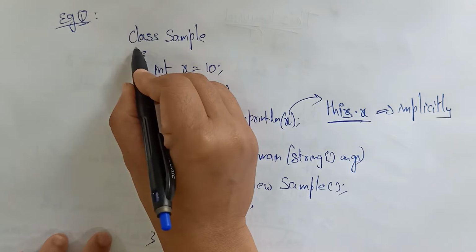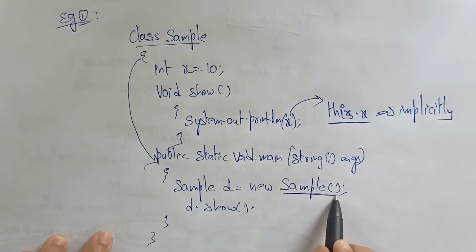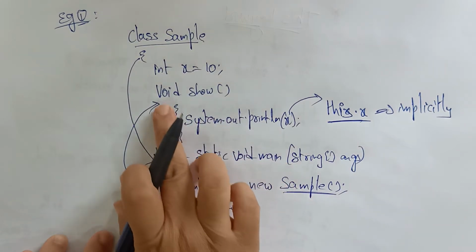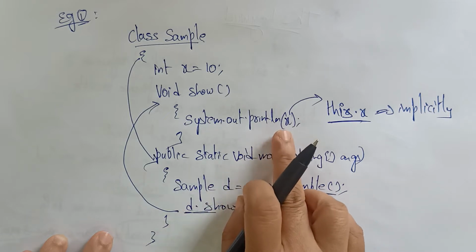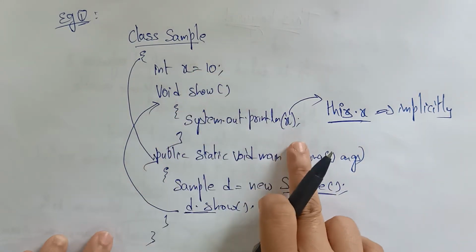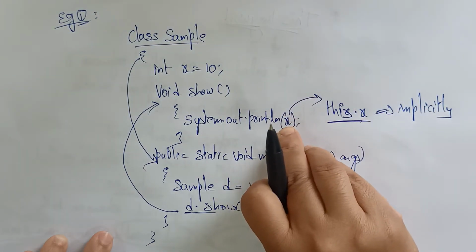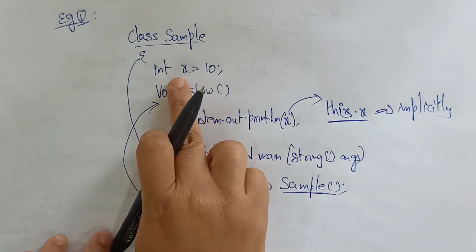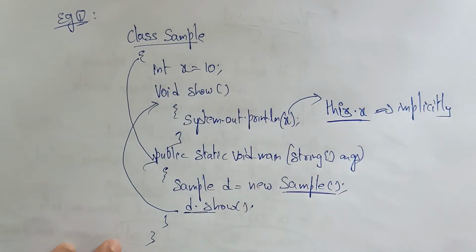First the class is loaded, the open brace is executed, and control comes to the main function. The Sample object is created. Using the object reference, I am calling d.show. Entering d.show, it executes System.out.println of x. Whatever the instance variable is, that is printed. The system understands this is the current object, the one d.show was called on, so that value, 10, is printed.